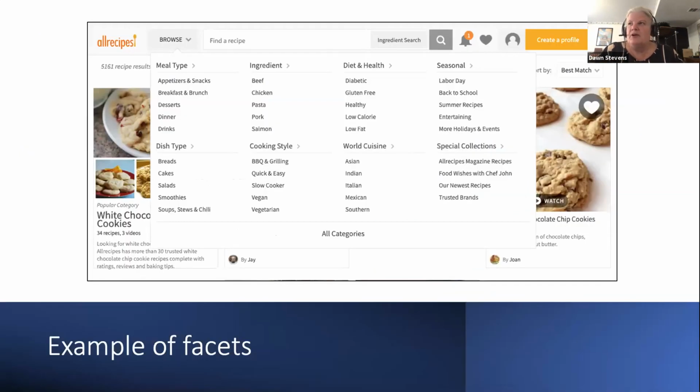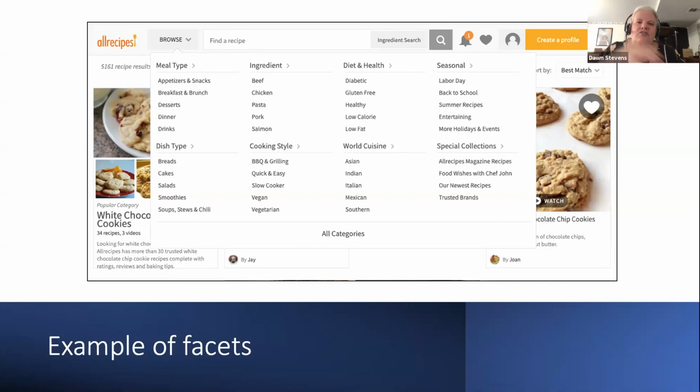So an example, here we are on All Recipes, and All Recipes has all sorts of potential facets for the way somebody might want to search for their recipes. They might be looking for recipes for a particular type of meal, dinner or breakfast or whatever. They might be doing it by the type of dish itself. Is it a cake or a salad or a soup or something like that? It could be based on, I'm looking for recipes that are gluten-free, so some kind of diet issue. It could be based on the region of the world it came from.